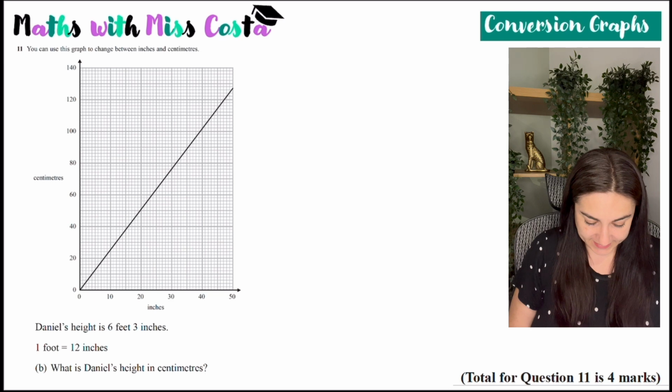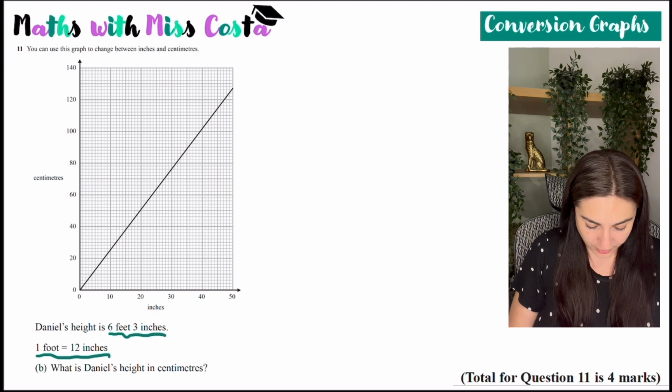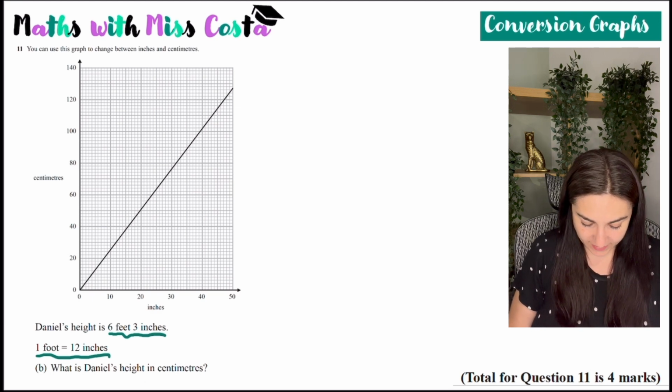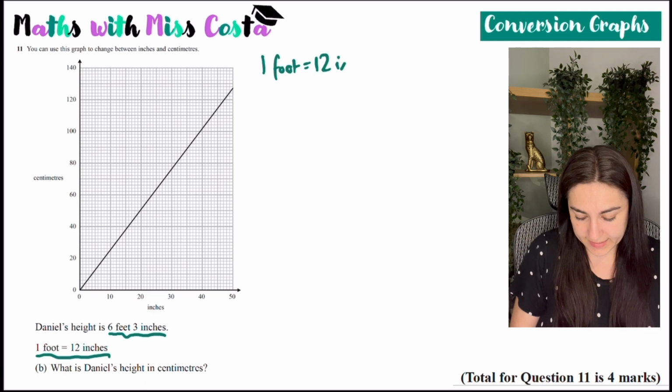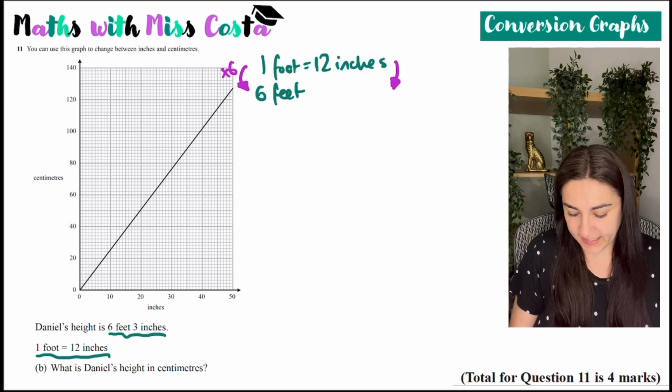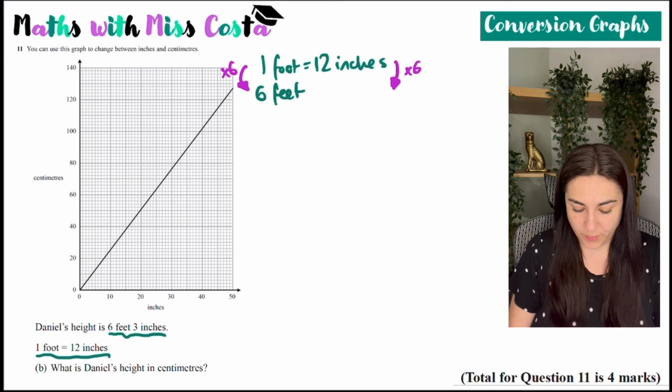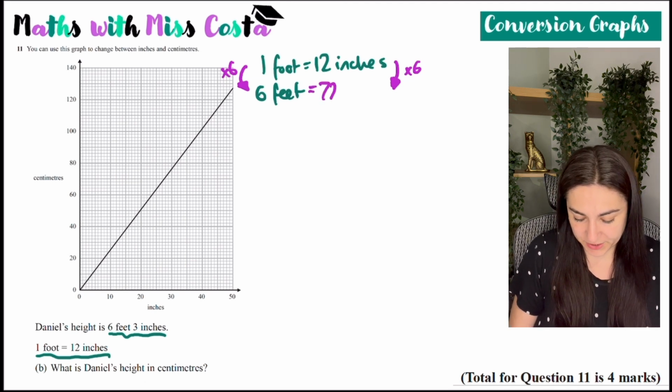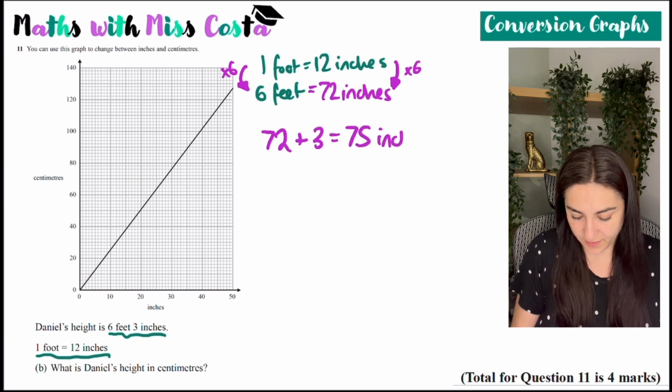Now the next question, it says Daniel's height is 6 feet and 3 inches. And I know that 1 foot is 12 inches. So what is his height in centimetres? So let's first of all convert his height into inches. So if 1 foot is 12 inches, then 6 feet, what do I multiply 1 by to get to 6? I multiply it by 6, so I'd have to do the same over here. And 12 times by 6 is 72. So 6 foot, 3 inches would be 72 plus 3, which is 75 inches.